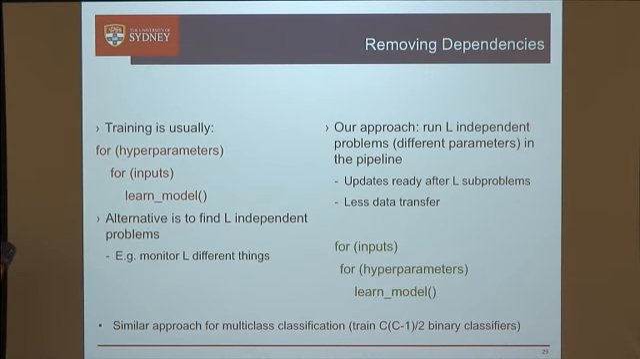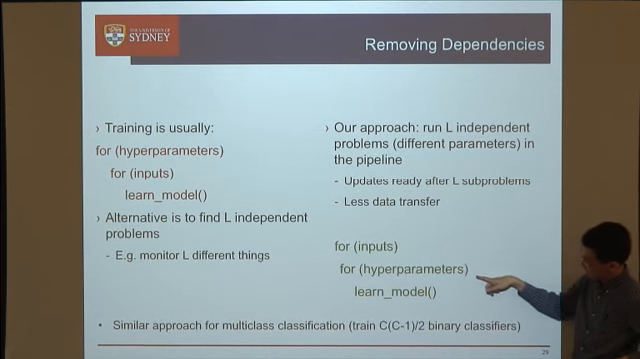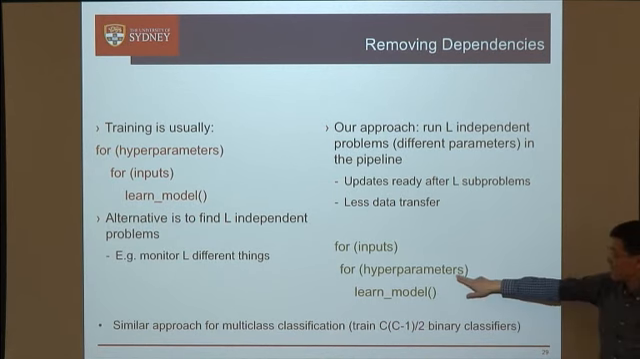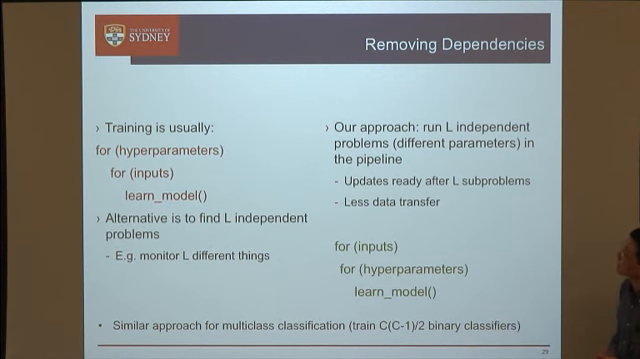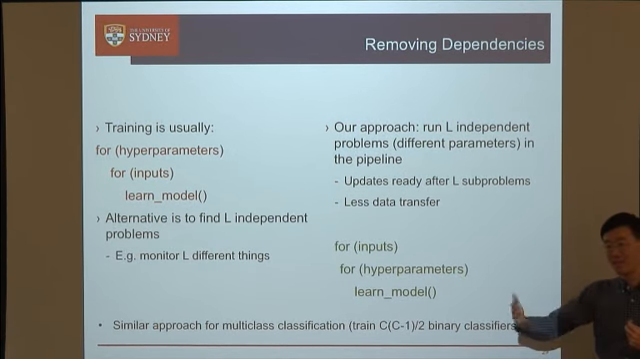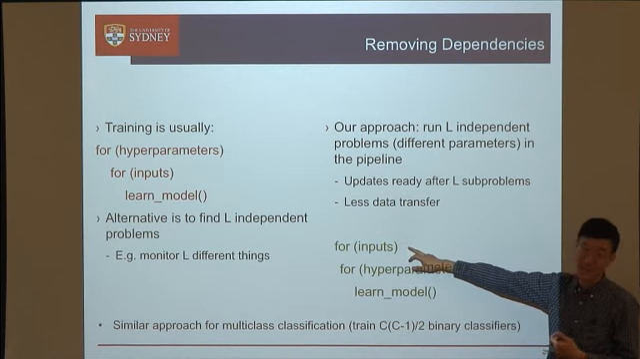So with our pipelined implementation, we want to find some independent problems to process. And so our approach is to do the loop the other way. For each of our inputs, we loop over the hyperparameters and then we learn the model. So this gives us hyperparameters-number of independent problems that we can feed in our pipeline. And if we have L problems here, where L is the latency of our pipeline, by the time we've done this loop, the updated weights will be available for us to process the next input.